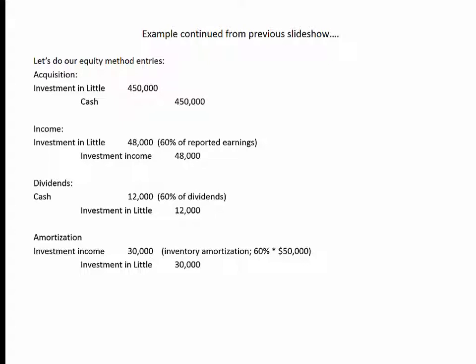Our share of that was $30,000, and that's being written off entirely in the first year because we assumed a FIFO inventory basis. So we're going to reduce our investment account by $30,000 and reduce our investment income by $30,000. Next, we have the amortization for the property, plant, and equipment differential. Again, it was a $100,000 differential with a 10-year life, so that's $10,000 per year, and again, we own 60% of that, so our share of the $10,000 is $6,000.